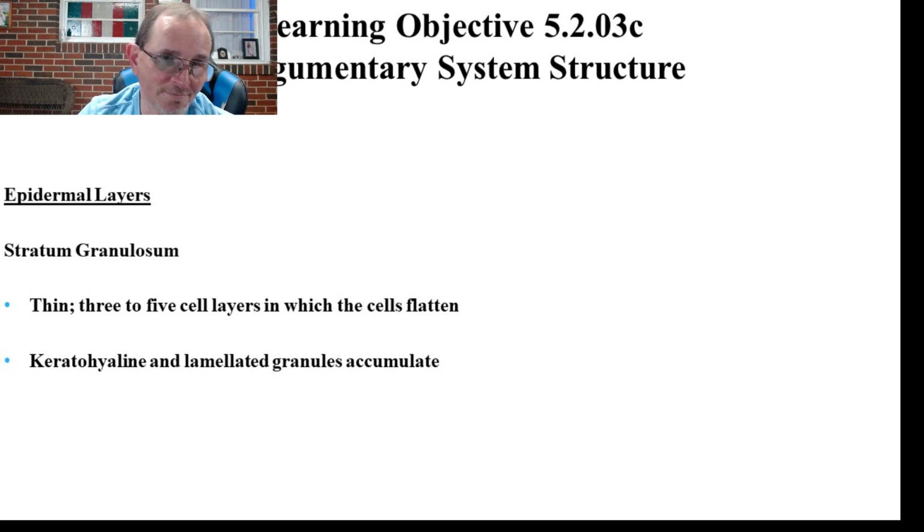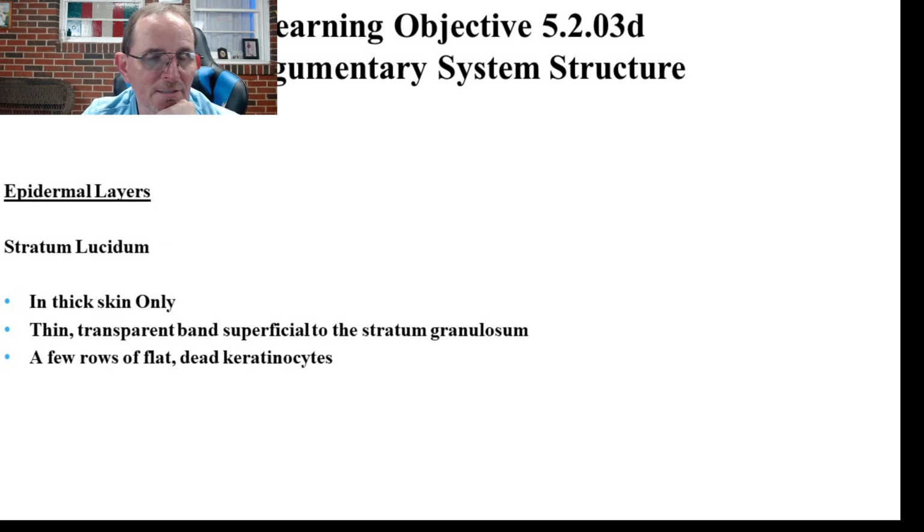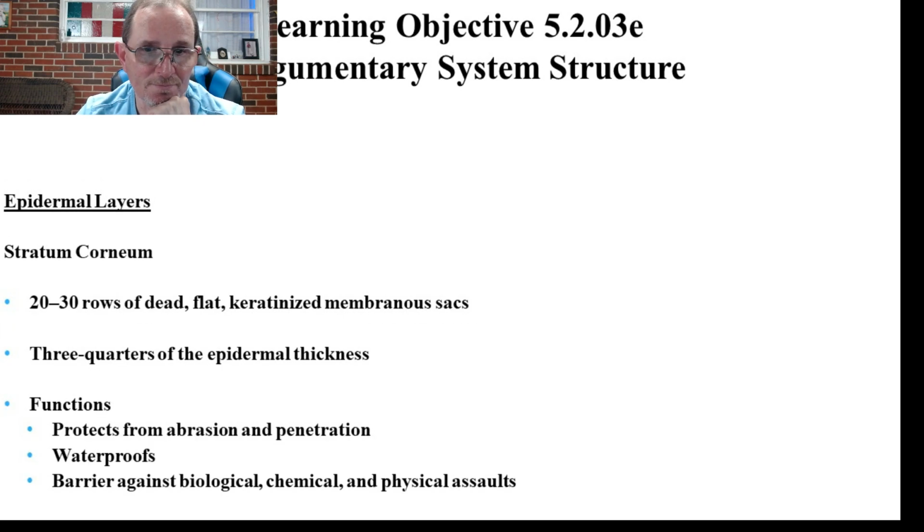Granulosum, more of the lamellar granules, the keratohyalin, the keratin precursors. The lucidum, thin, transparent. It's right on top of the granulosum. And again, they're flat, dead cells. It's really like an addition to the corneum. And then finally, the corneum.